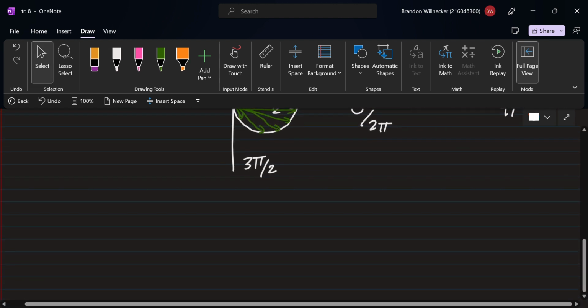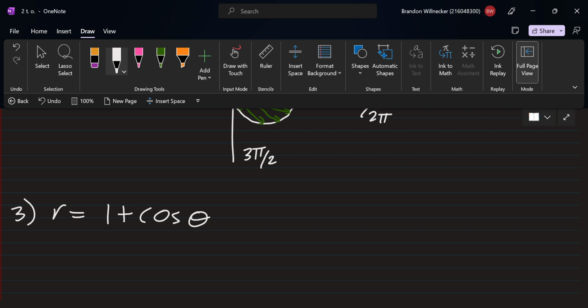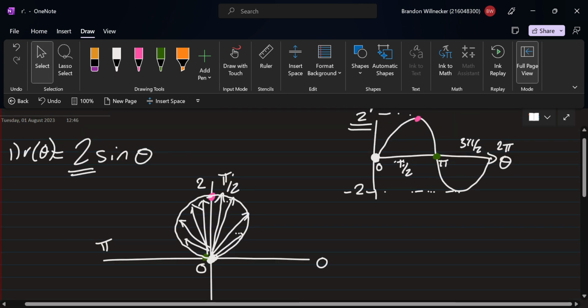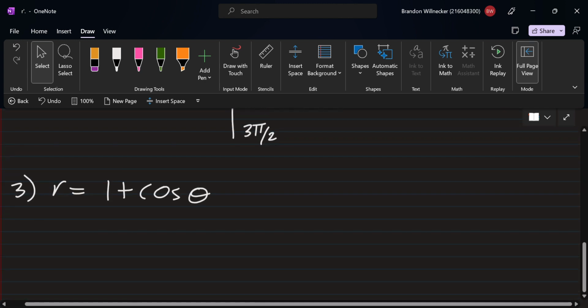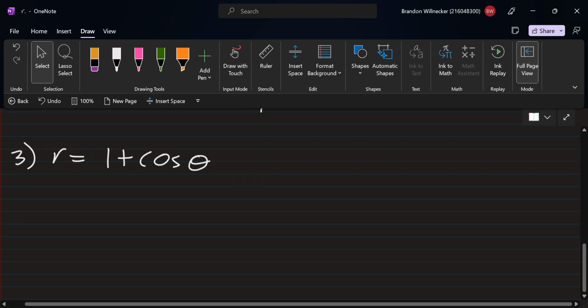Okay, last one for today. R is equal to 1 plus cos theta. It won't get any more complicated than this. If you can draw these previous ones with different coefficients, or maybe with the minus sign or something like that, you should be fine. This one here is as complicated as you'll get. Maybe something like 2 plus cos theta, or 1 plus 2 cos theta, but nothing more than that.